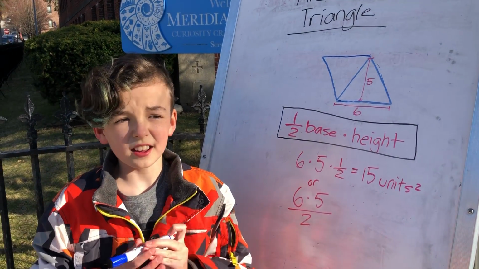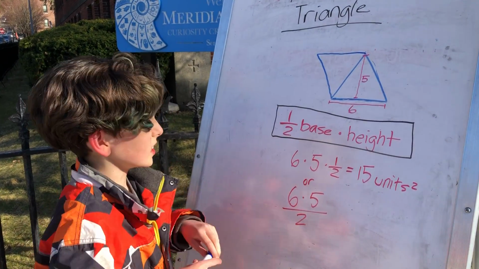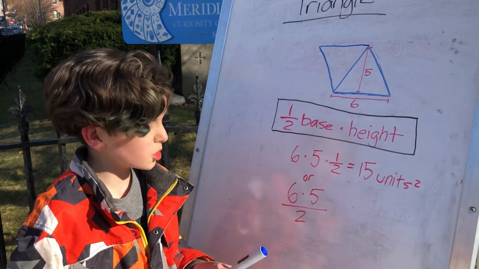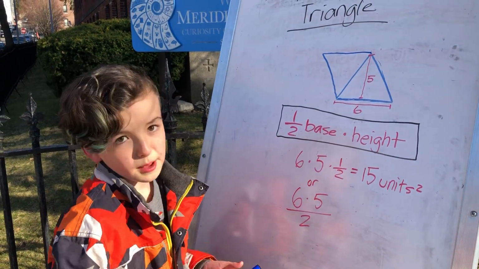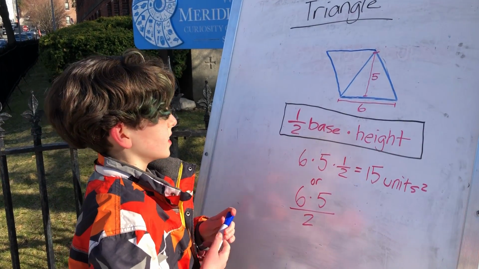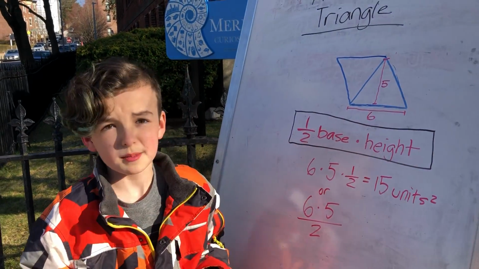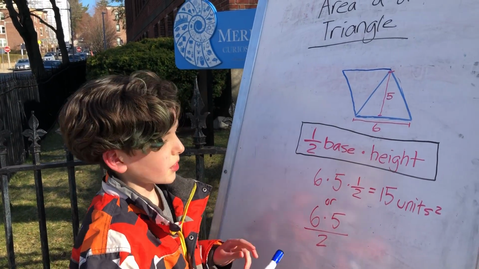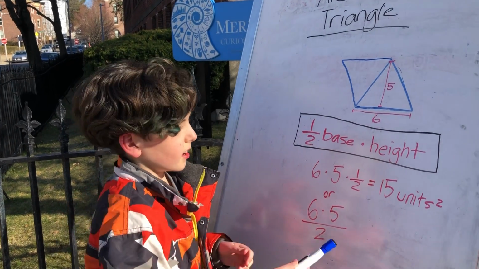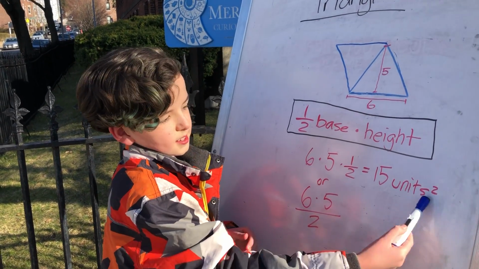So to find the area of just one of those triangles, we need to divide it by 2 or multiply it by 1/2. And the area of this whole parallelogram is 30 square units, but then divided by 2 is 15.